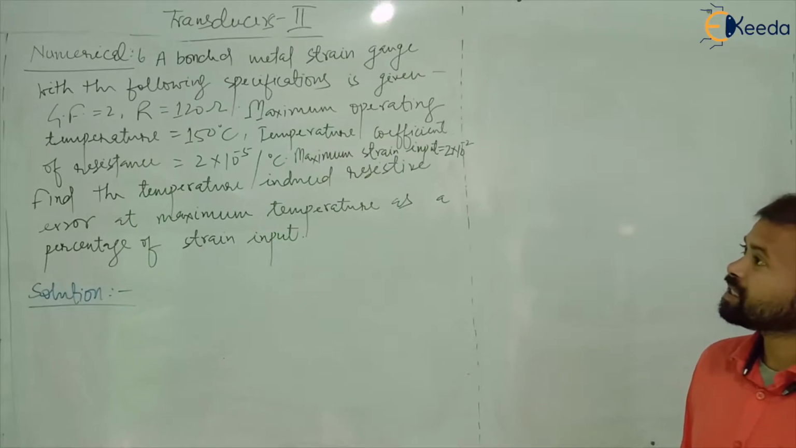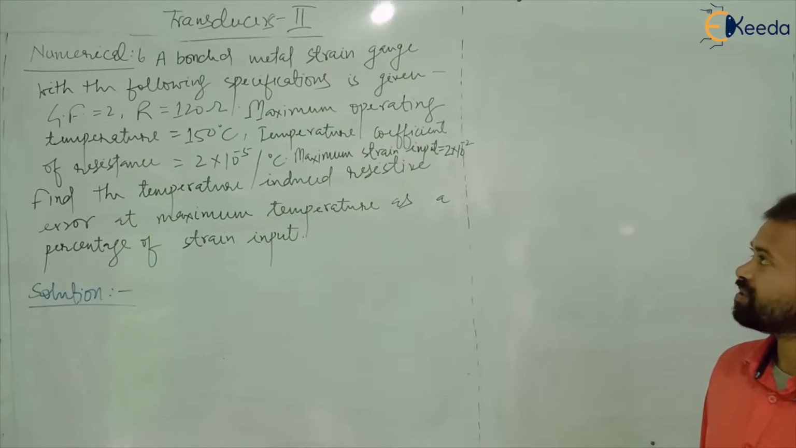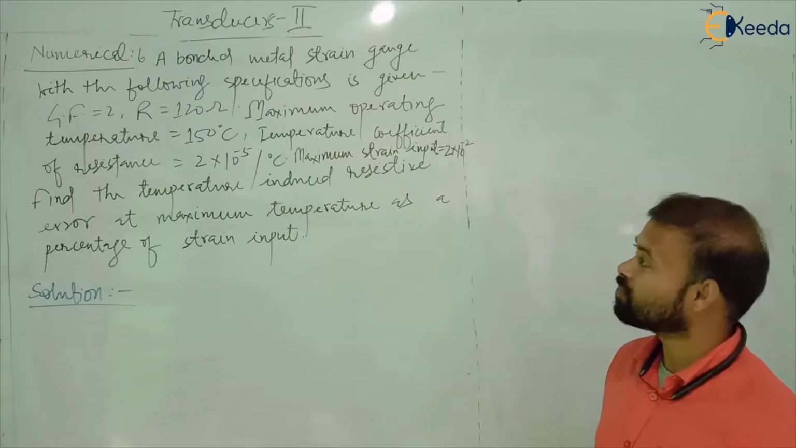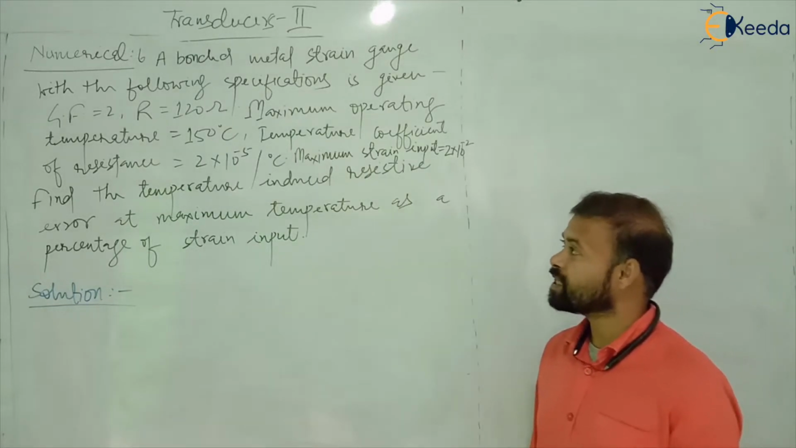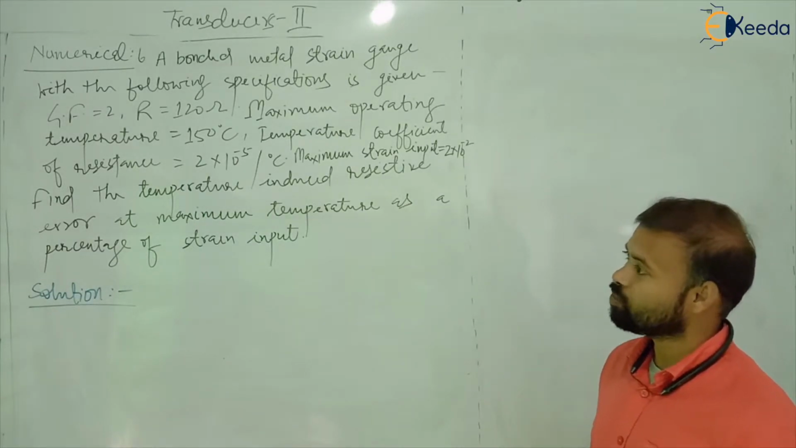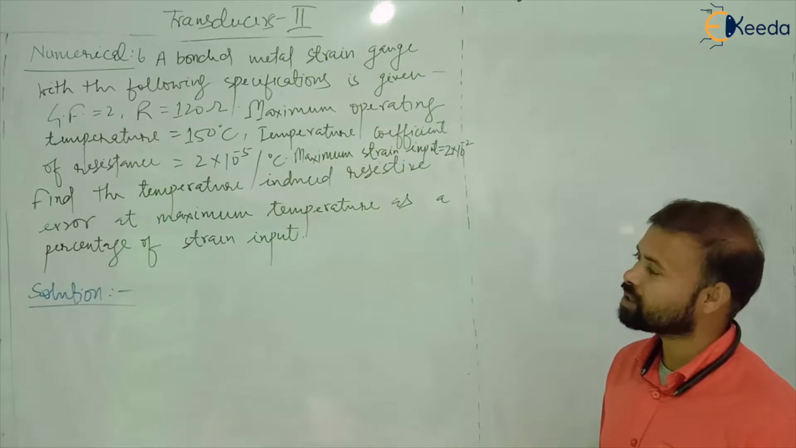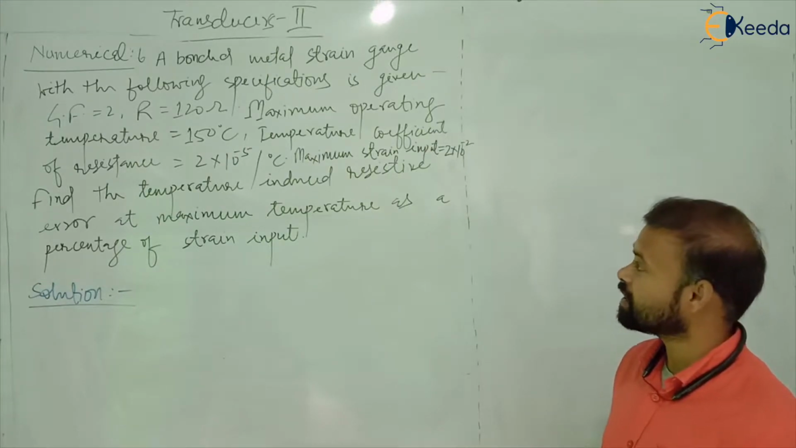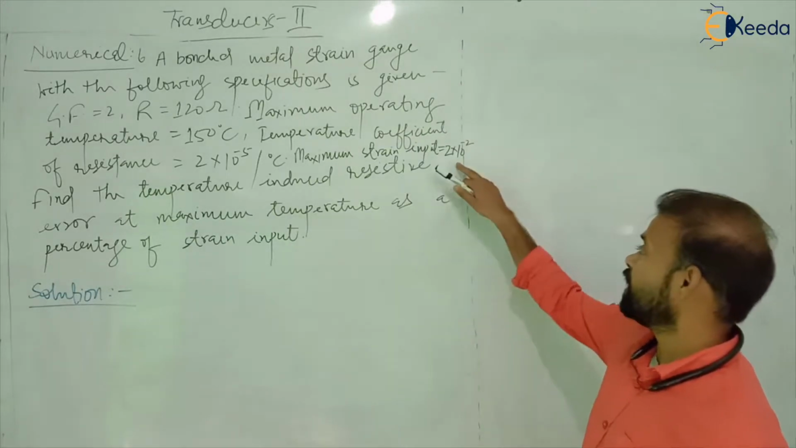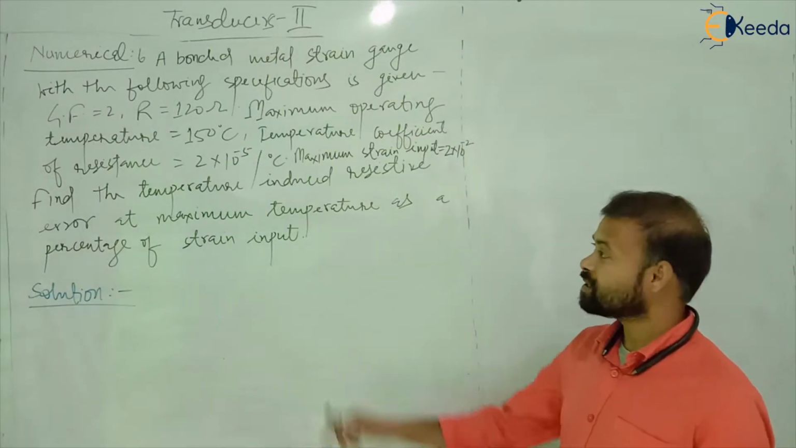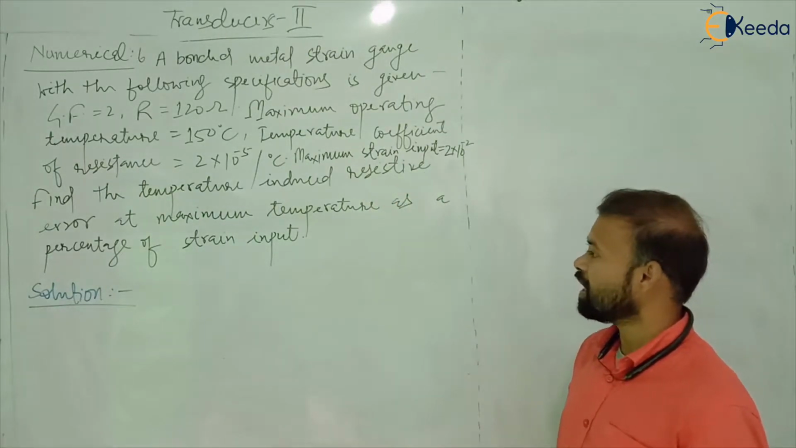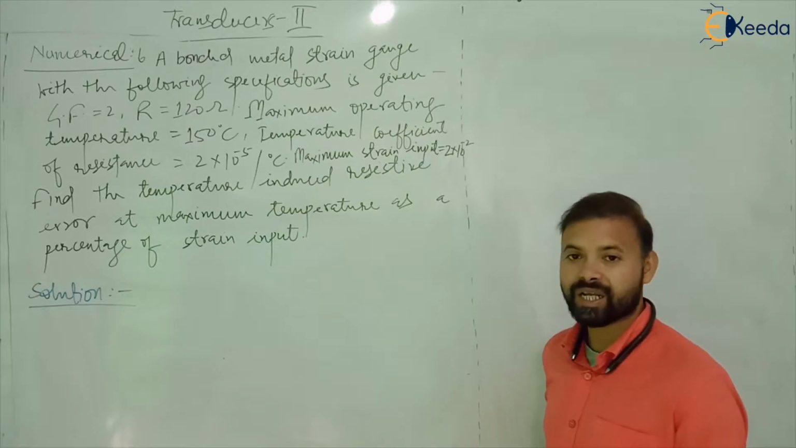A bonded metal strain gauge with the following specifications is given. Gauge factor is equal to 2, R is equal to 120 ohm, maximum operating temperature is equal to 150 degree centigrade, temperature coefficient of resistance is given 2 into 10 to the power minus 5 per degree centigrade, and maximum strain input is equal to 2 into 10 to the power minus 2. Find the temperature induced resistive error at maximum temperature as a percentage of strain input.